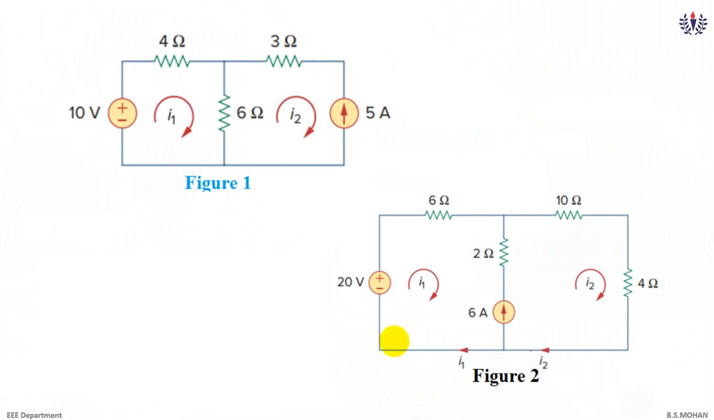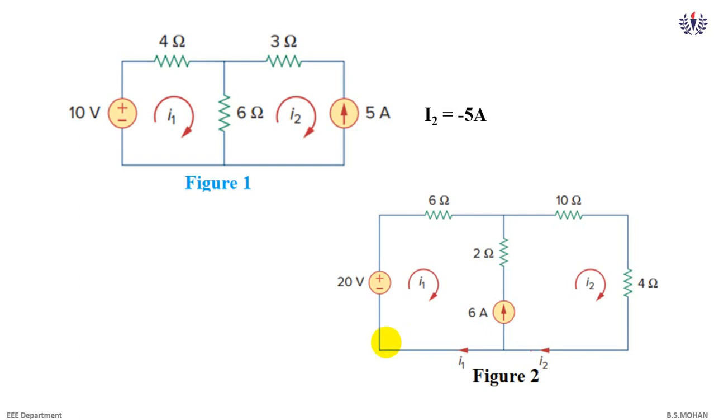Let us decipher something from figure 1 and figure 2 here. Figure 1, right? How do we relate 5 amps with any one of the two meshes? In figure 1 there are two meshes. How do we relate 5 amps with the mesh currents? If you say that I2 is equal to minus 5, it is perfectly right. So in figure 1 we can associate 5 amps with any one particular mesh current, right?